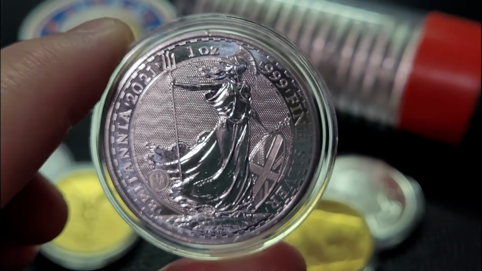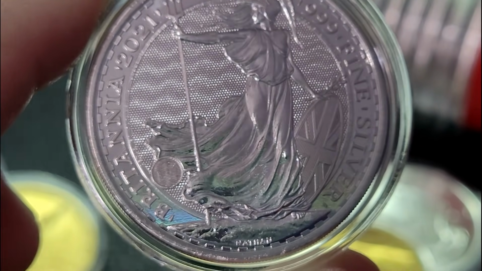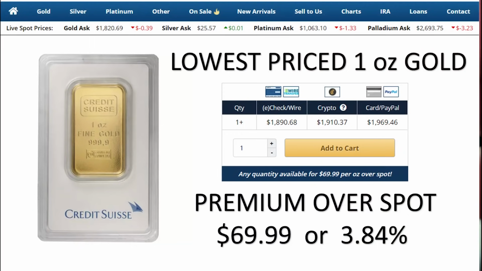So let's take a look at the 2 cheapest 1 ounce gold and 1 ounce silver options for buyers today with JM Bullion. So here you can see the current low-cost leader for 1 ounce of gold with JM Bullion. That is going to be this Credit Suisse 1 ounce gold bar, which can currently be purchased from JM Bullion for $1,890.68 if you're using a check or an e-check or wire. This is the cheapest way to buy from JM Bullion. This price is $69.99 over spot, or a premium percentage of 3.84%, and that's not bad today.